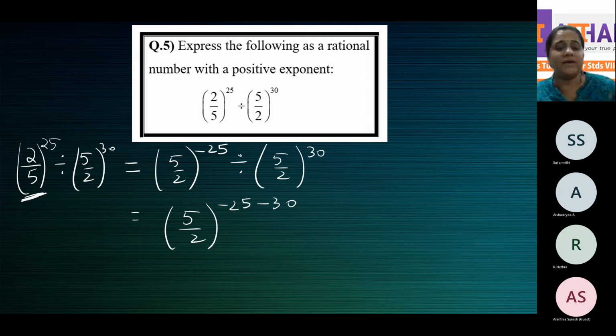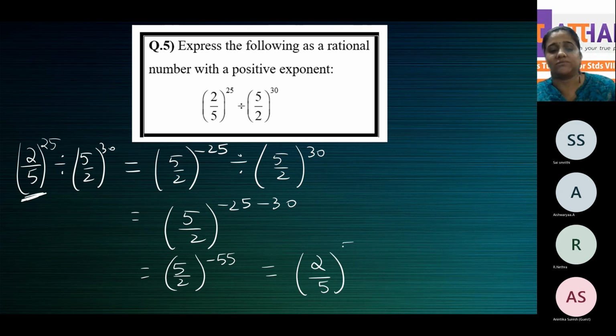Okay, so then it will be 5 by 2 to the power, look at the board, 5 by 2 to the power minus 55. But you should write it with a positive exponent. So it will be 2 by 5 to the power 55.